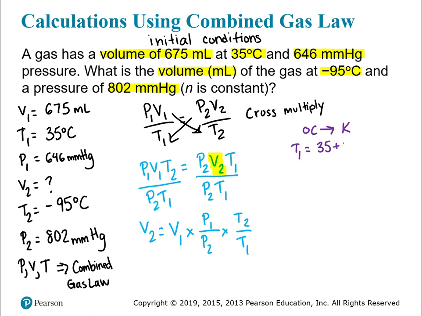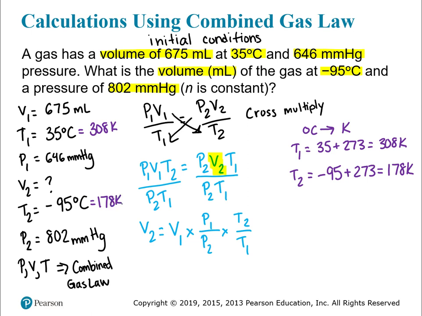For T1, we take 35 and add 273. And that's going to give us 308 Kelvin. For T2, we've got negative 95 and we're adding 273. So that's really like 273 minus 95. So you should get a number that is less than 273. 178 Kelvin. Now we can take these numbers and we can plug them into our equation.